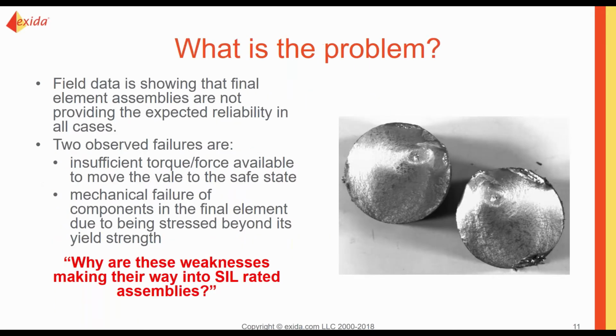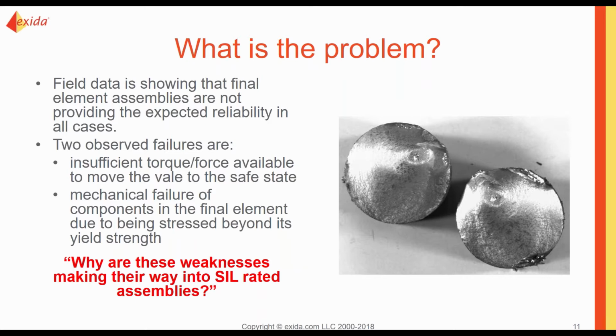So what problems are we seeing? As we're working with end users, we see the data come from both end users as we work with them in their plants, and OEMs as we do assessments and certifications. I don't want to limit the problems just to two categories, but the two most common things we see can be grouped into either the final element having insufficient torque or force to move the valve to the safe state when necessary, or failures of components within that assembly due to being stressed beyond the yield strength of the parts.